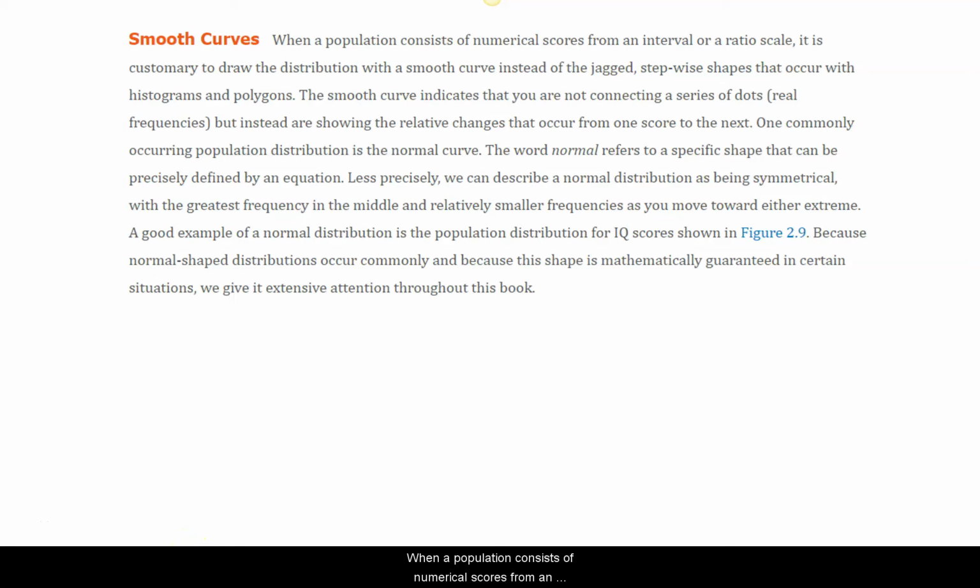When a population consists of numerical scores from an interval or ratio scale, and usually we'll basically assume ratio, it's customary to draw that distribution with a smoothed curve instead of, say, a jagged histogram. The smooth curve indicates that you're not connecting a series of dots, but instead are showing the relative changes that occur from one score to the next. And most often you show a smooth curve that's normal, or we'll assume that it's normal.